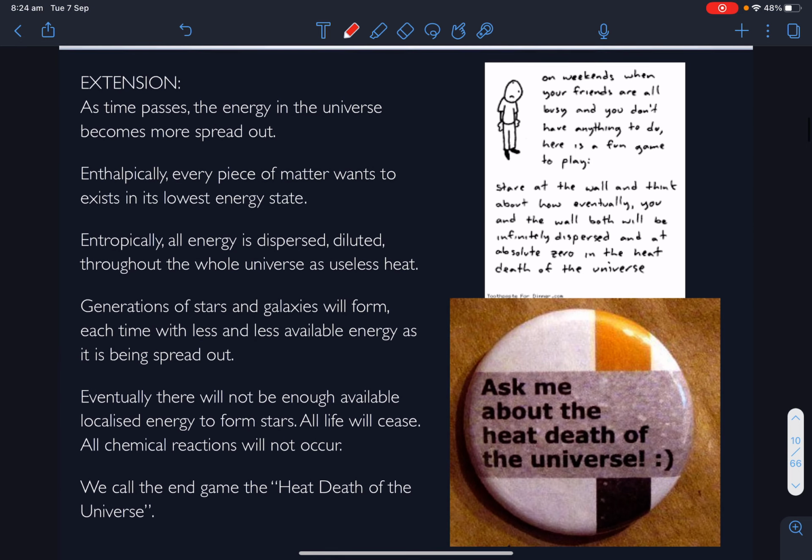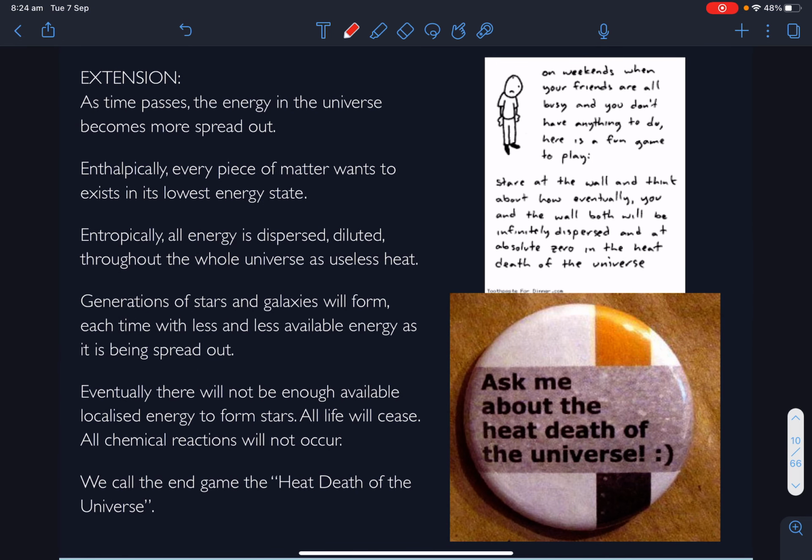Okay, here's a bit of a black slide extension. So, consider the universe as a whole. As time passes, the energy in the universe becomes more spread out and diluted, or the heat. Okay? Enthalpically, every piece of matter wants to exist at the lowest energy state and dissipate its energy. Entropically, all energy is dispersed and diluted through the whole universe as useless heat.